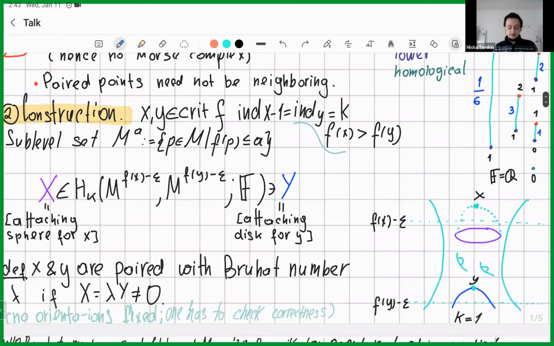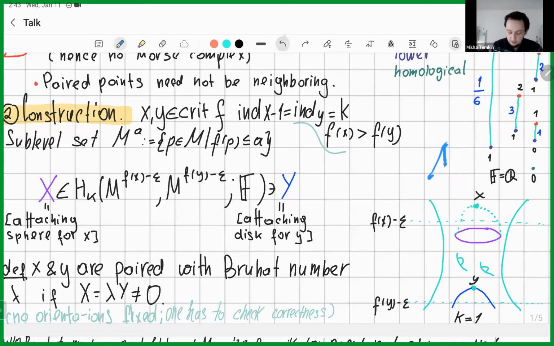The second one is that given this definition, one has to check its correctness. For example, it is not evident a priori, at first glance, that each critical point belongs to only one pair. So it is a statement that each critical point, after this procedure, is either paired with a single other critical point or is not paired. It's not possible that two points are paired with a third one. So this is not possible. This is a statement which is, well, an easy one.